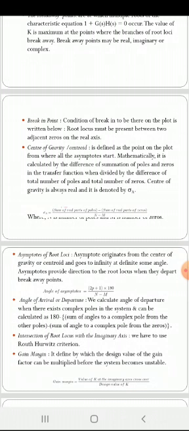Asymptotes of a root loci. An asymptote originates from the center of gravity or centroid and goes to infinity at a definite angle. Asymptotes provide direction to the root locus when they depart from the breakaway point. The formula is given below. Angle of asymptote is equal to (2p plus 1) times 180 divided by n minus m.